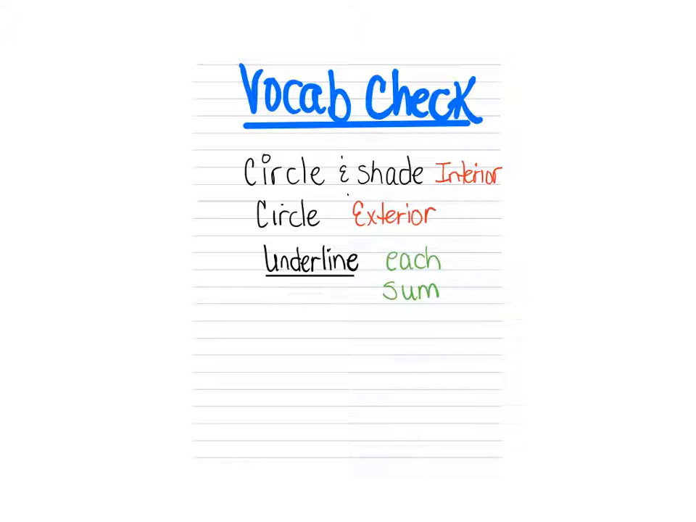So what we want to do is every time we see the word interior, let's circle that word and shade on the inside to recognize that it is the interior. When we see our special word exterior, we're going to circle it, but we're not going to shade it in. We're going to underline the words each and sum, so we'll know whether we're dealing with the total or with one. Okay, let's just try it.